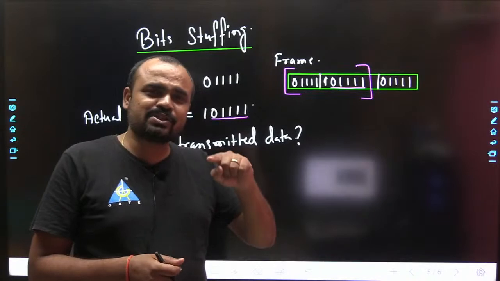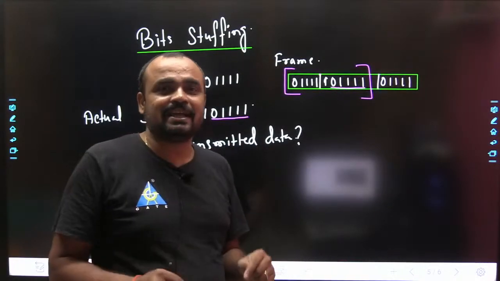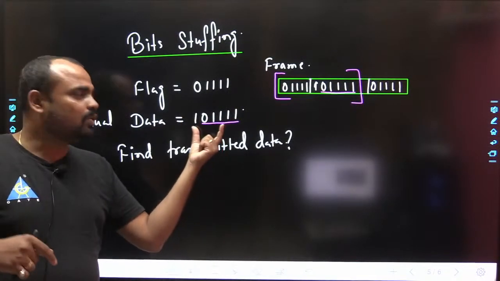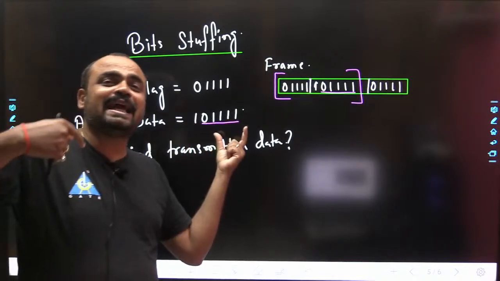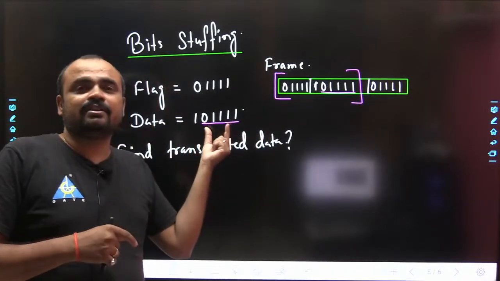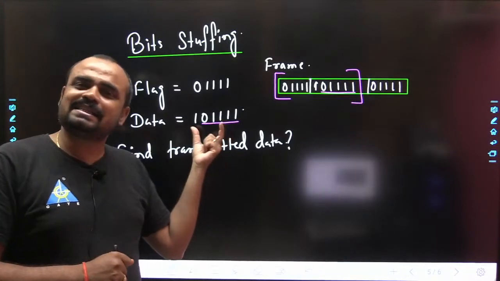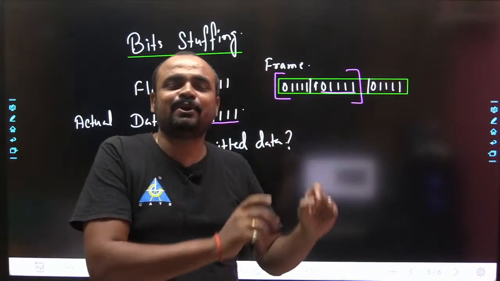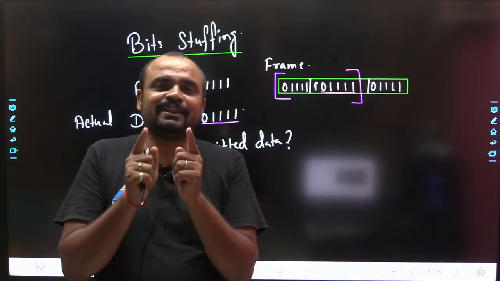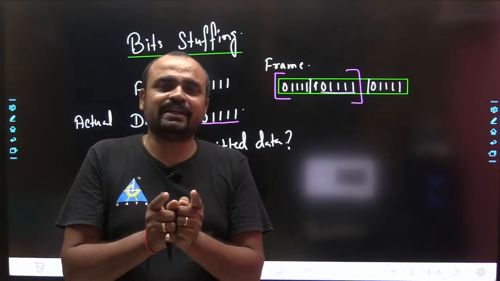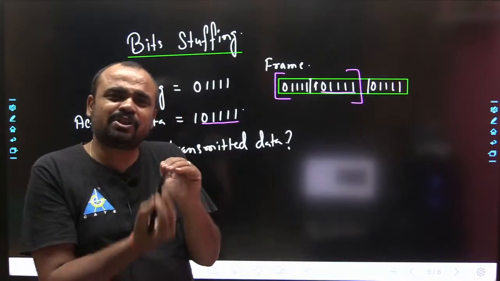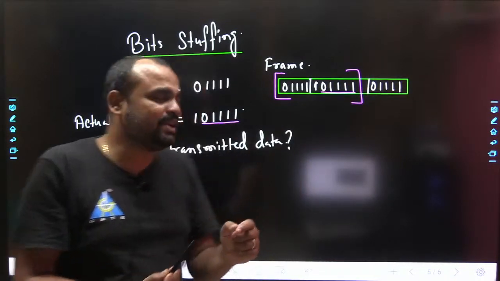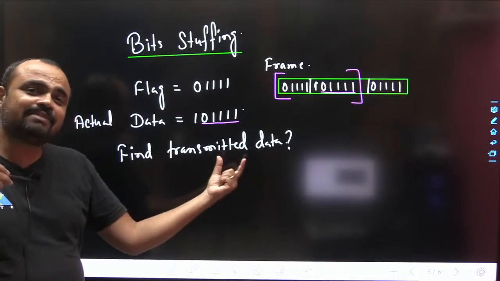Definitely we need to insert additional bits, and how we will insert them is why I asked the question: transmitted data. This is the actual data, and we know this data will never be transmitted as it is because it contains the flag pattern. Yes or no? So before transmission we have to stuff an additional bit and then transmit. After bit stuffing, we need to identify what data will be transmitted.